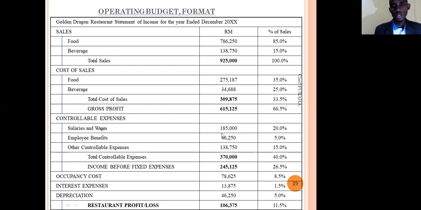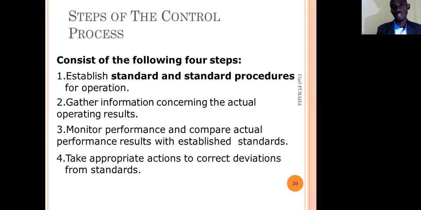So you take 185,000 times 100 divided by total sales, which is 315,125. So you will get percentages in that form. But remember, we must divide by total sales, not individual sales.